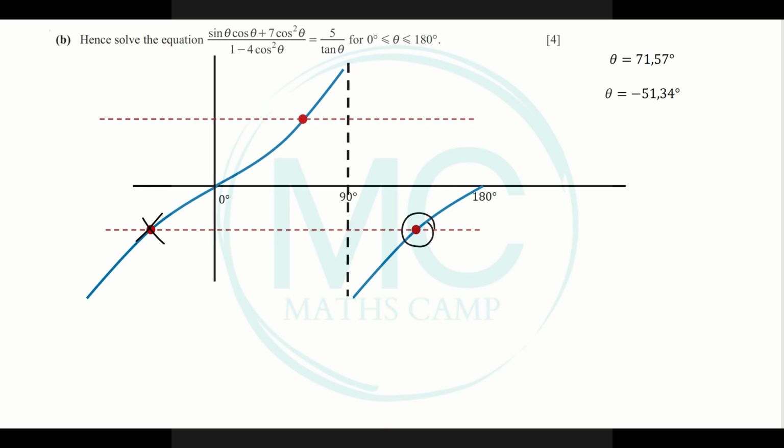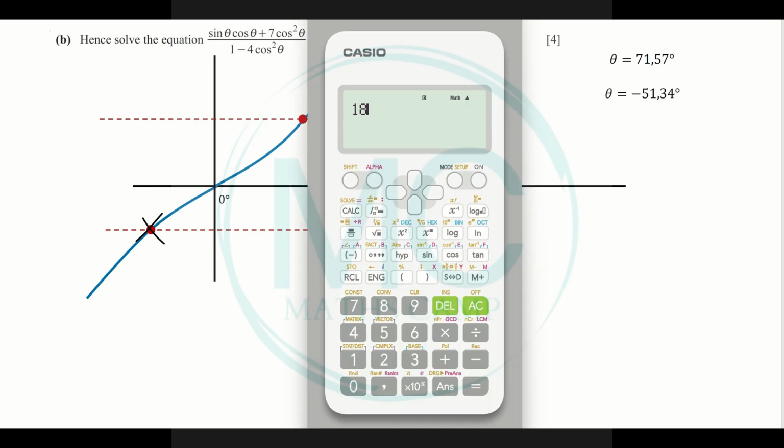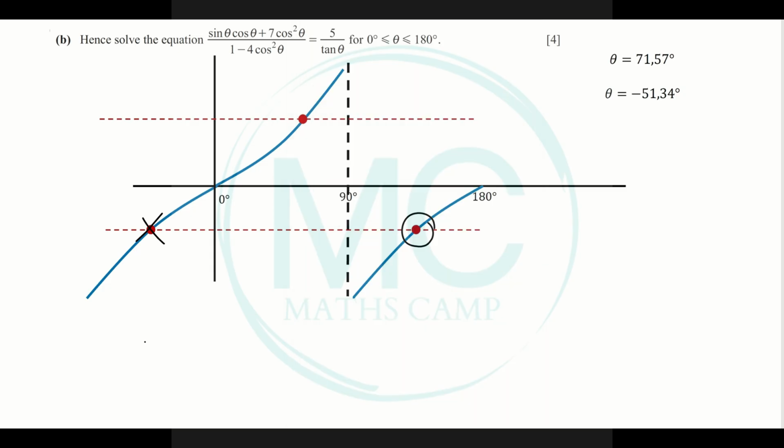So let's take my calculator, and I can say 180 minus 51.34 is equal to 128.66. This is a value of theta I need to consider. So I can say theta is equal to 128.66 degrees.